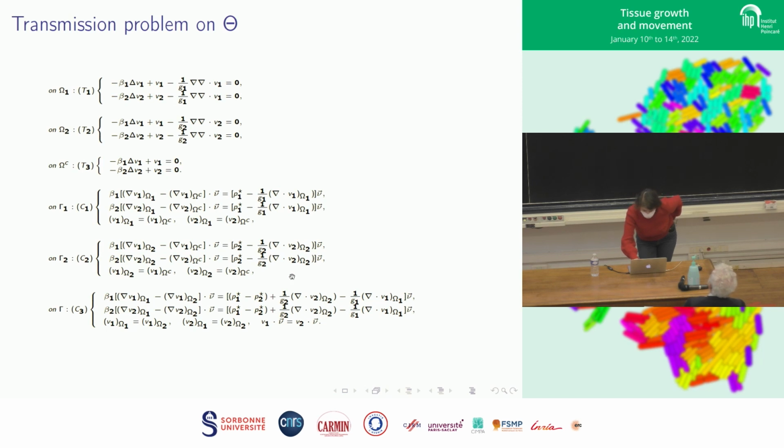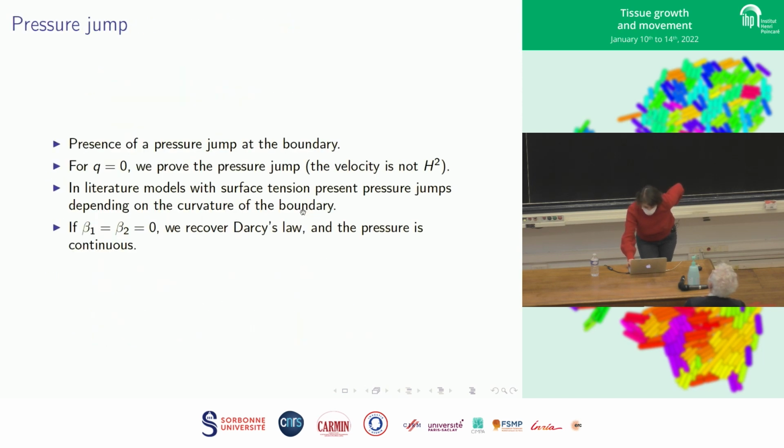And just one thing is that my transmission conditions carry a jump, and actually there are jumps at the boundary. We could show for Q equals 0 that there is a pressure jump. So that's interesting qualitatively. And we recovered this pressure jump from the case where this is in a gradient form. So that's consistent.